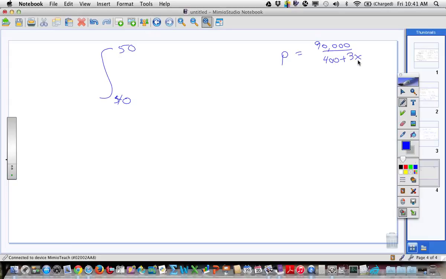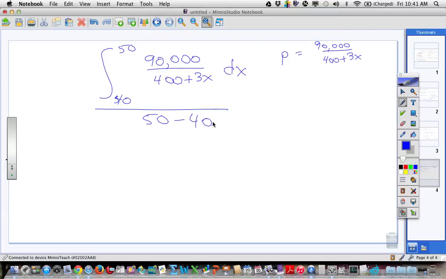Now, what they wanted was the average price on the interval 40 to 50, x from 40 to 50. Well, that's that formula we have, the average value of a function. So they want the average value of the price function. The average value formula is the integral of that function from A to B divided by B minus A. So for between 40 and 50 units, they want to know the average price. That is something that could be used.